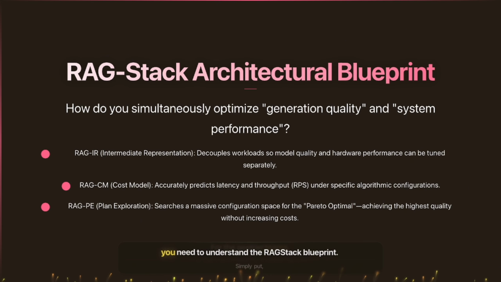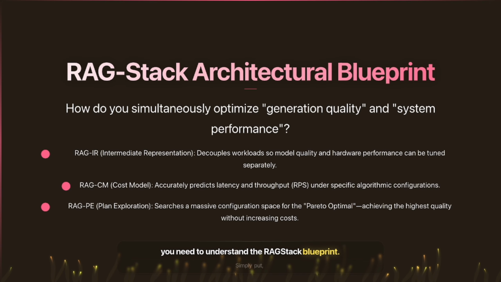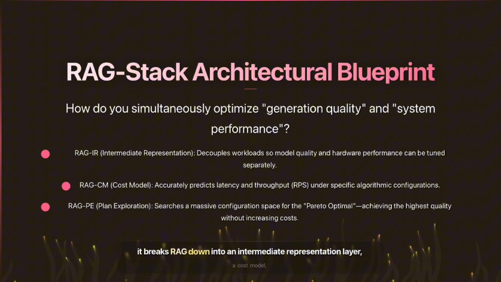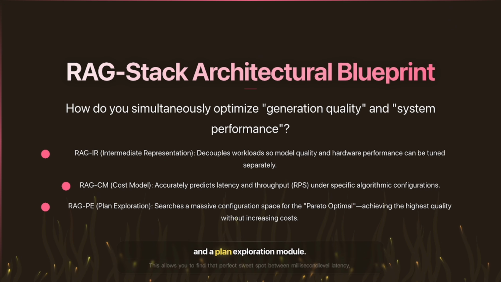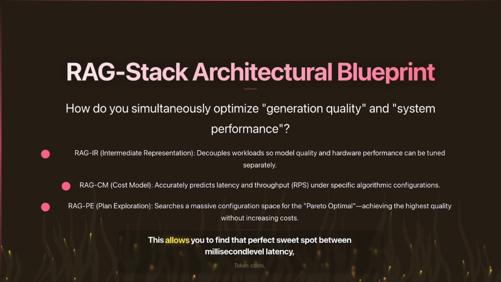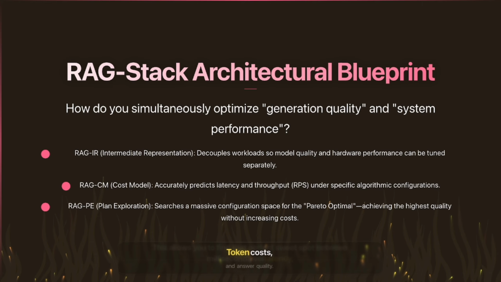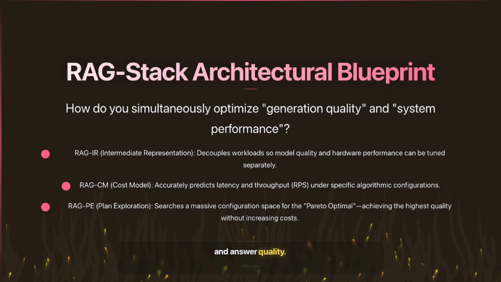For the geekier teams, you need to understand the RAG stack blueprint. Simply put, it breaks RAG down into an intermediate representation layer, a cost model, and a plan exploration module. This allows you to find that perfect sweet spot between millisecond level latency, token costs, and answer quality.